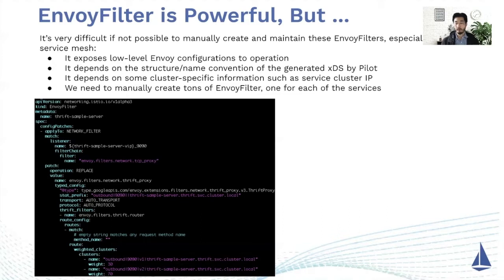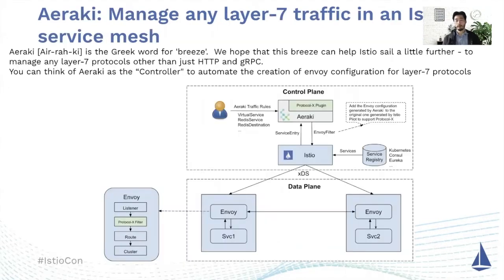Due to all these problems, it's very difficult, if not impossible, to manually create and maintain these Envoy filters, especially in a large service mesh where we have dozens, hundreds, or even thousands of services. Envoy filter is fragile, easy to break things, difficult to maintain, and hard to move across clusters. So you may want to use a component that can automate that process for you.